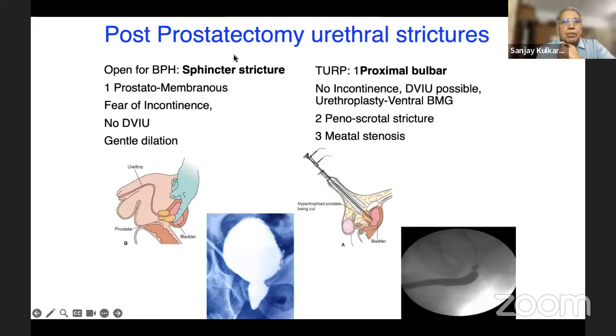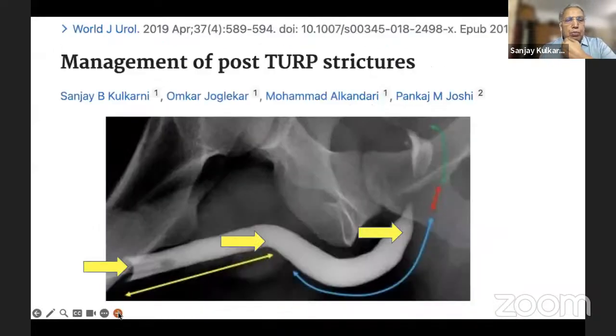Now what happened? We shifted from open surgery to TURP, and we kept on saying that this is a post-TURP sphincter stricture. But we know that it's a proximal bulbar stricture, as shown in this RGU on the bottom right. Whenever we do DVIU, dilatation, or ventral buccal mucosa urethroplasty, the patient doesn't become incontinent. The second site of stricture is penoscrotal, third is meatal stenosis. It is important for us to understand the difference between open prostatectomy and endoscopic prostate dissection.